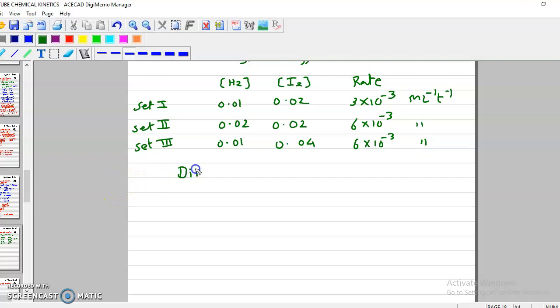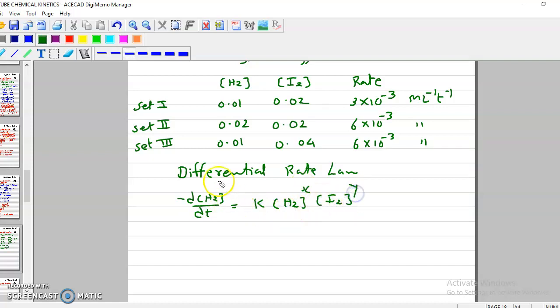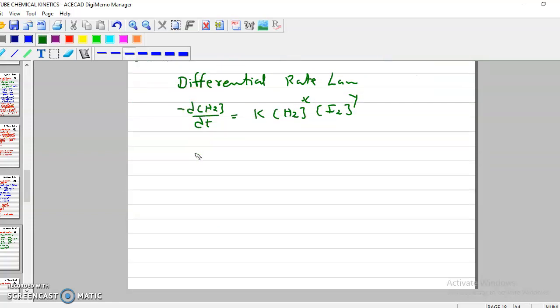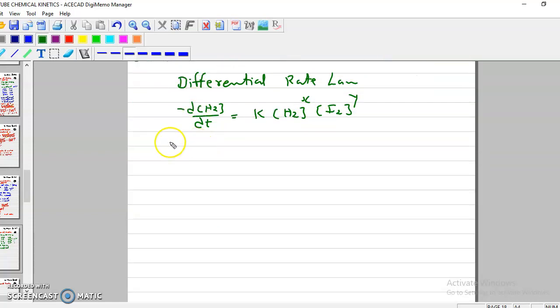So if you write the differential rate law for this reaction, then it is minus d[H2]/dt is equal to k [H2] raised to x and [I2] raised to y. Remember, x and y cannot be 0 due to this condition.